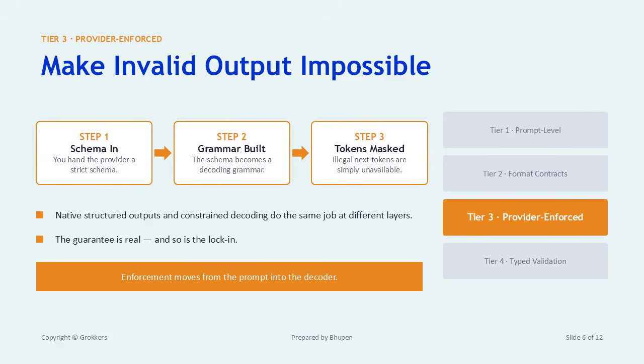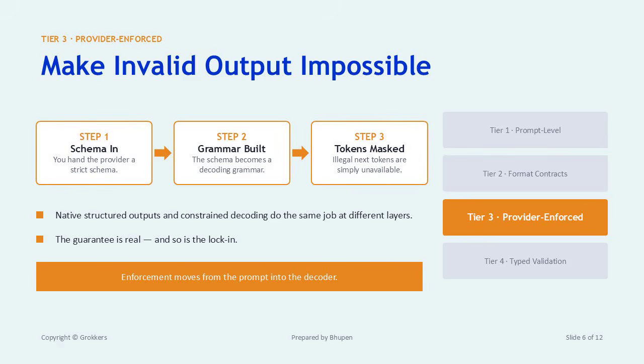Here's where the guarantees stop being social and start being mechanical. And honestly, it's the most interesting engineering in this whole space. Follow the 3 steps left to right. First, you hand the provider a strict schema. Same artifact as the previous tier, but now it's going somewhere that will act on it.